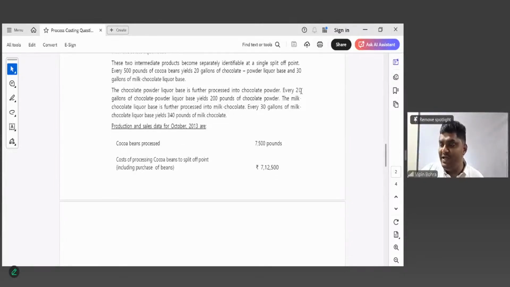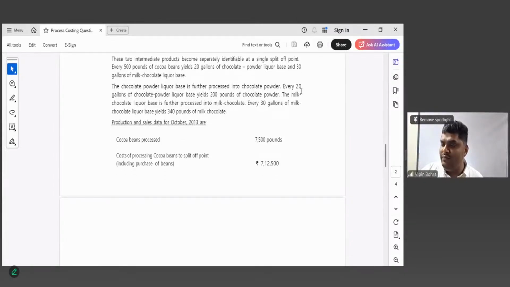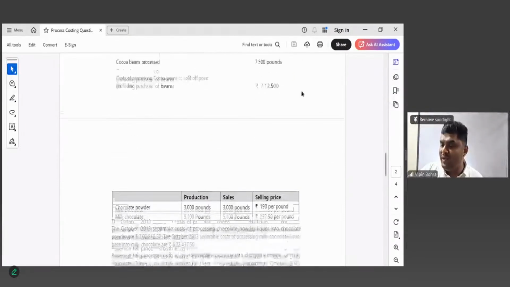Production and sales data for October 2013 are given, wherein cocoa beans processed is 7,500. The cost of cocoa beans to split-off point, including the cost of purchase, is 7,12,500.